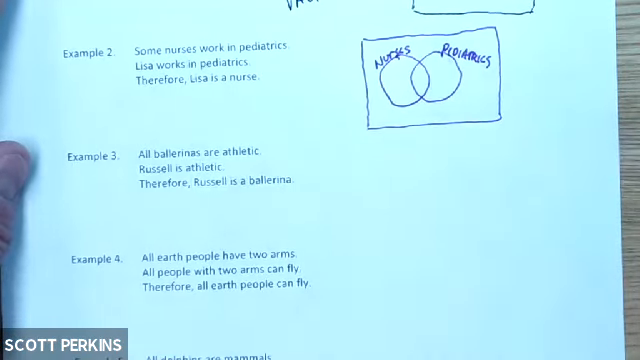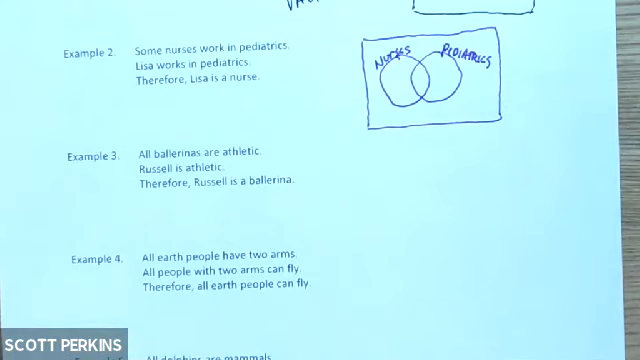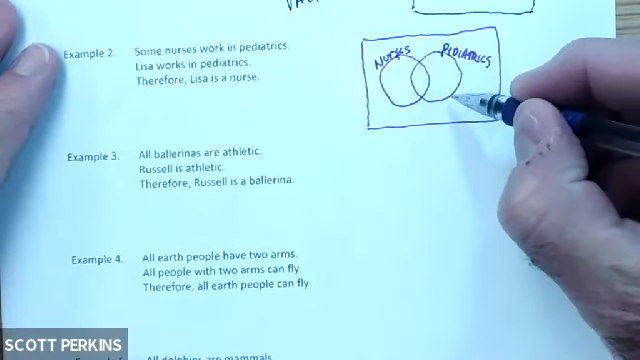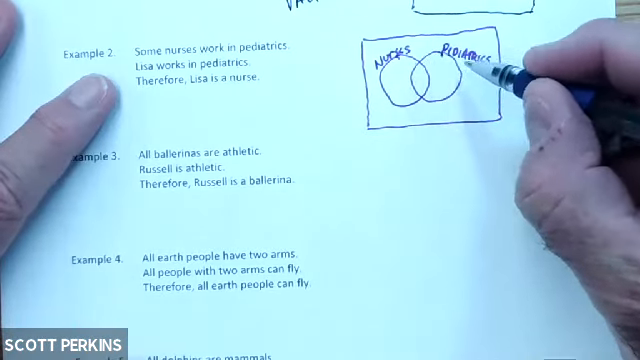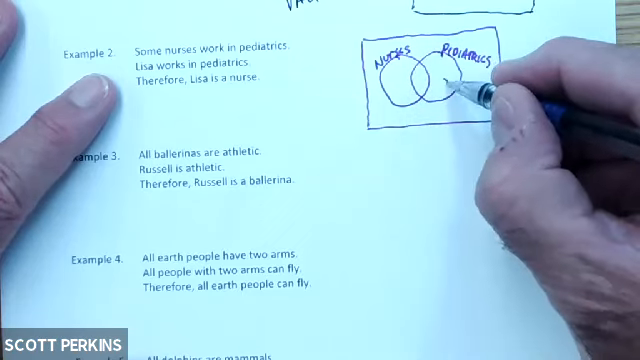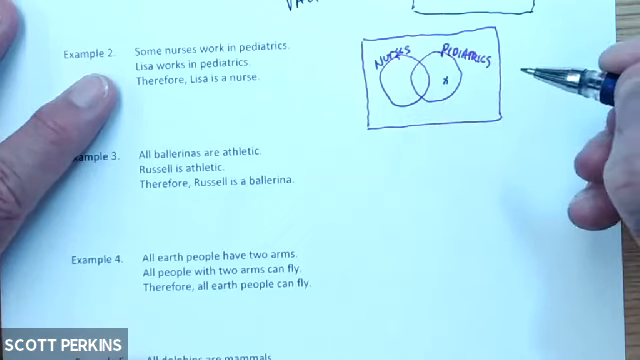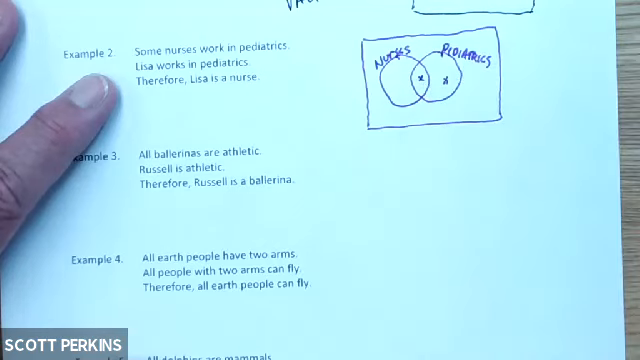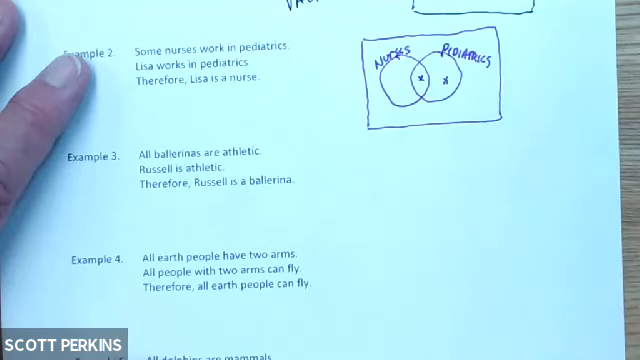Okay, Lisa works in pediatrics. Now, don't assume extra information. Lisa works in pediatrics. Does it say anything else about Lisa? Don't worry about the conclusion. Where could Lisa be in the pediatric circle? Can Lisa be right here where I made an X? Could Lisa be right here where I made an X? Right, either of those match with the statement Lisa works in pediatrics. Would you agree with that?